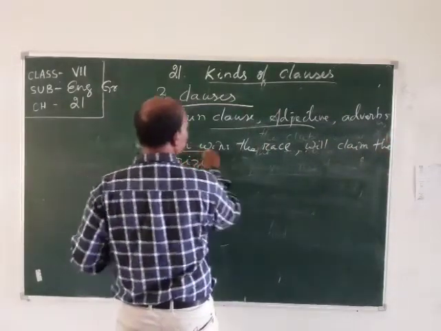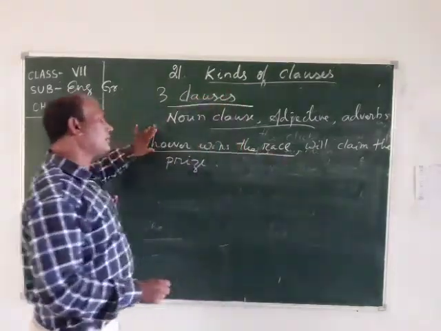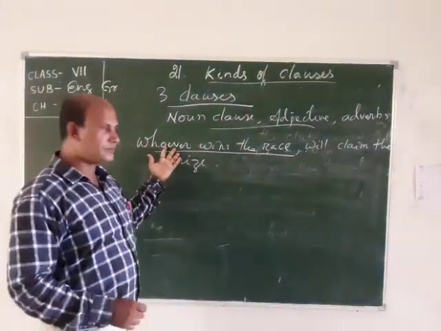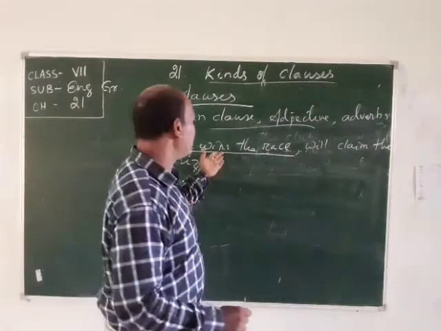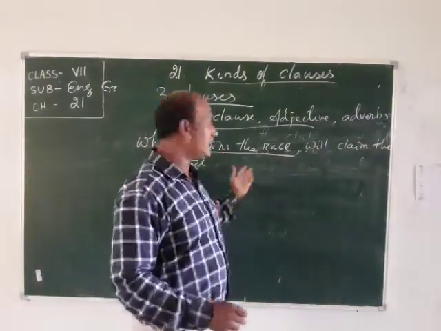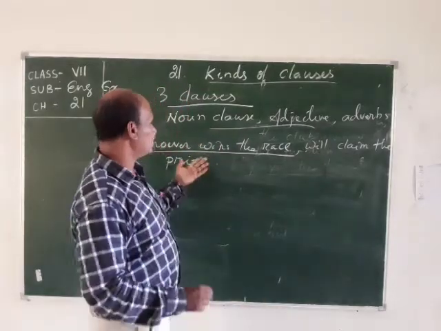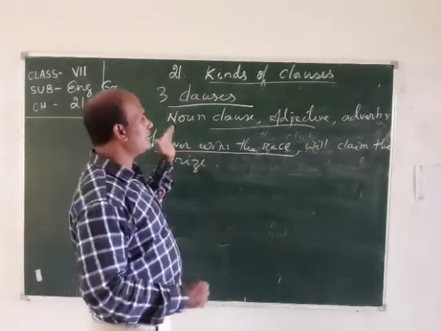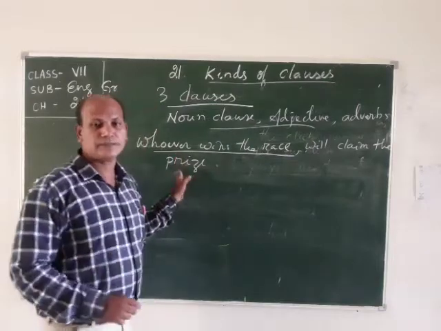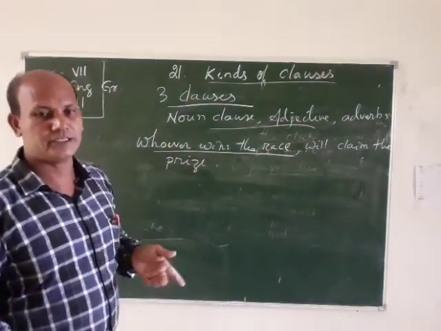You can see, whoever wins the race, this is the noun clause as subject. Whoever is the subject and the verb, and wins the race is the predicate. All these together are called the subordinate clause or noun clause, and it becomes the subject, so we will claim the prize. It's clear to understand, but we can make another sentence.